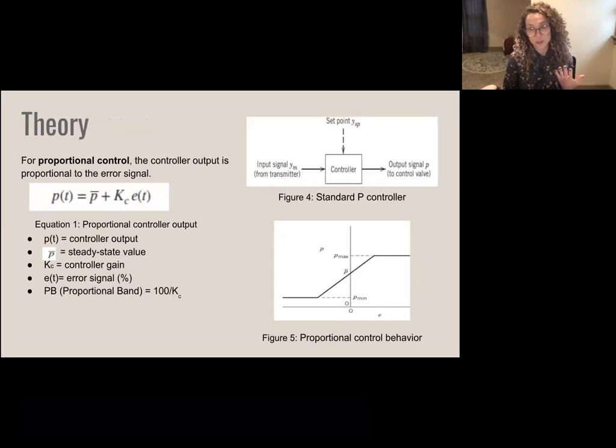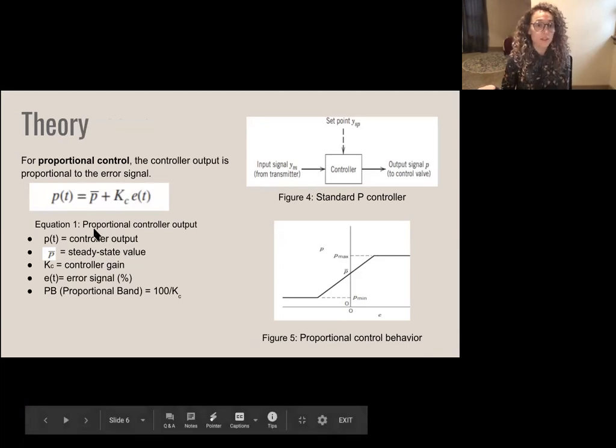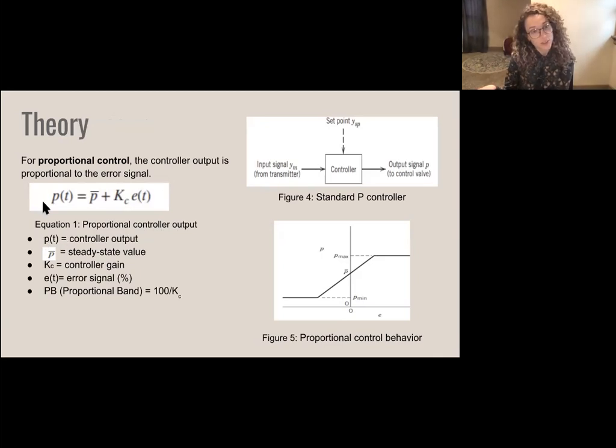Proportional control, or P control, is our most basic controller type, which works by subtracting the set point by the disturbance, and you get an error signal. And here is our proportional controller output equation. We have our controller output, P(t), our steady state value, our controller gain, our error signal, and our proportional band is equal to 100% over the controller gain.